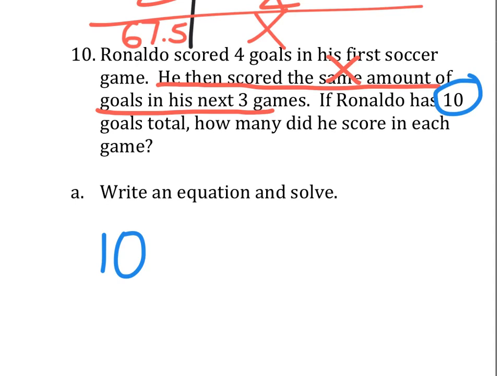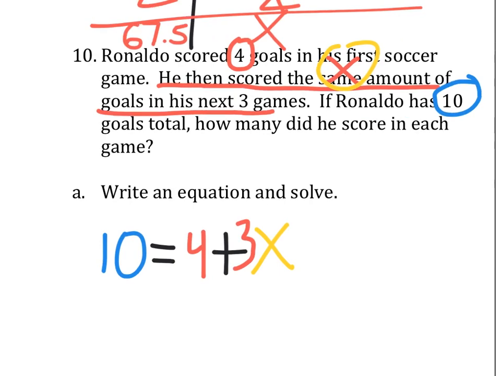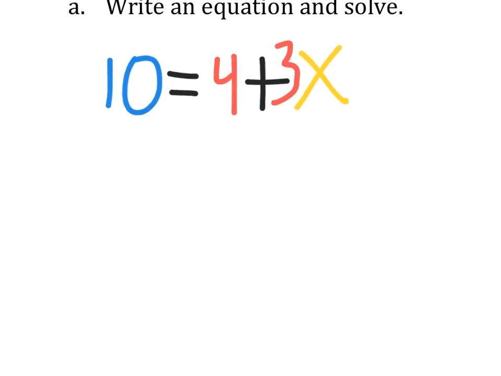So I've got 10, and I'm going to set that equal to, well, we know he had 4 goals from his first game. And then the next 3 games he scored the same amount. So here's my same amount. We can call that X now, and that was for 3 games. I could put the 3 after that X, but it bugs me, so I'm going to have it in front of the X, just personal preference. If you had it after, it's not that big a deal.